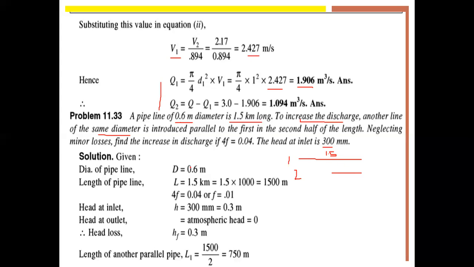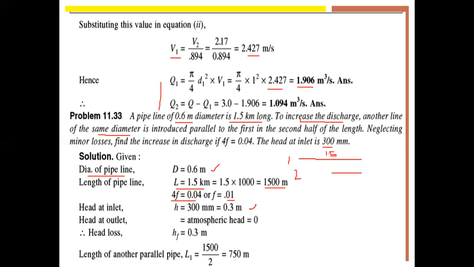Now what's the given data? Write down the diameter of the pipeline. The diameter of the pipeline D is equal to 0.6 meter. Next, the length of the pipeline. The length of the pipeline L is equal to 1.5 kilometer. Convert into meter. That is 1500 meters. తర్వాత ఏమి ఇచ్చాడు condition? 4f is equal to 0.04, or f is equal to 0.01. Then what is the head at inlet? H is equal to 0.3 meter.